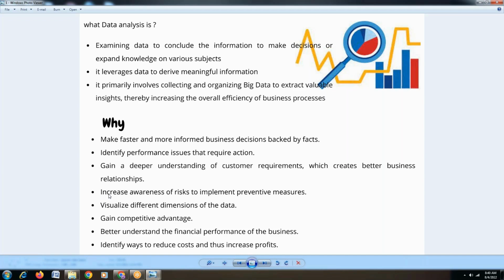All these are needed, especially when we are using data analysis. This all happens so that we can gain a competitive advantage even. So this is all about what data analysis is, and why a data analyst is required for any organization. Even from the individual perspective, a data analyst is required to do all these.